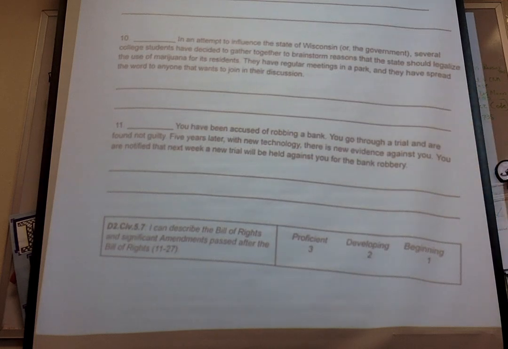Number 10. In an attempt to influence the state of Wisconsin or the government, several college students have decided to gather together in a group to brainstorm reasons that the state should legalize the use of marijuana for its residents. They have regular meetings in a park, and they have spread the word to anyone that wants to join in their discussion. So do they have a right to form a group and to brainstorm these ideas and to spread the word to anyone and invite anybody that wants to join their discussion?